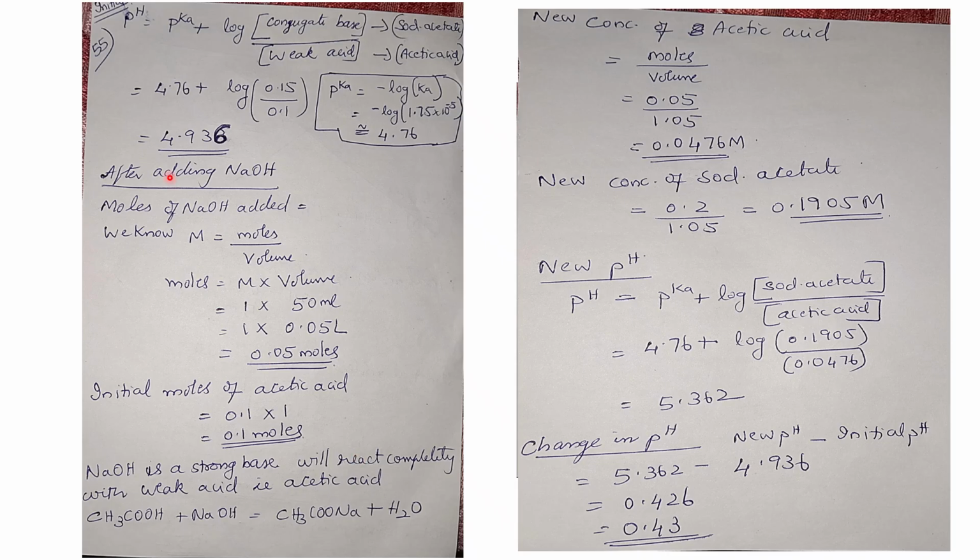Now change in the pH. Initially it was 4.936 and now it has become 5.362. So minus both these, you will get change in pH as 0.43.